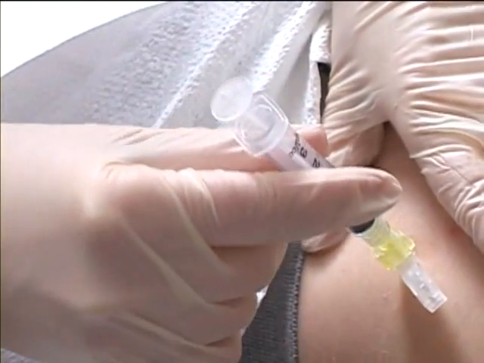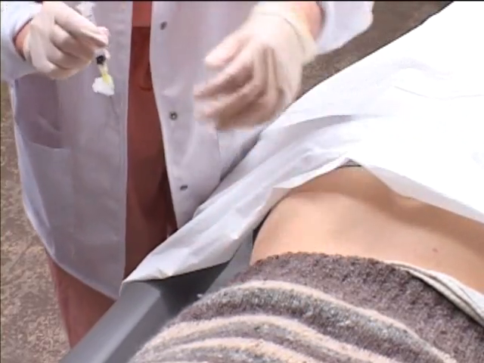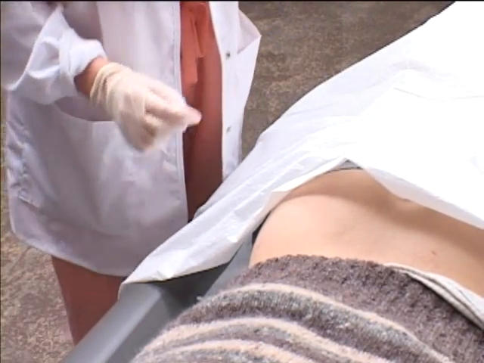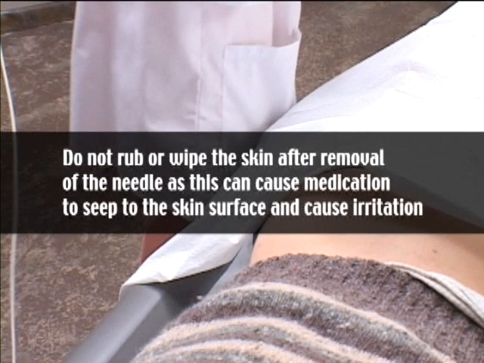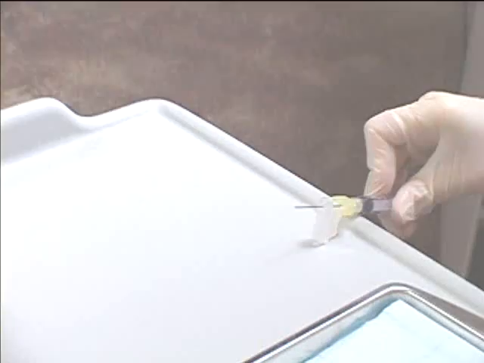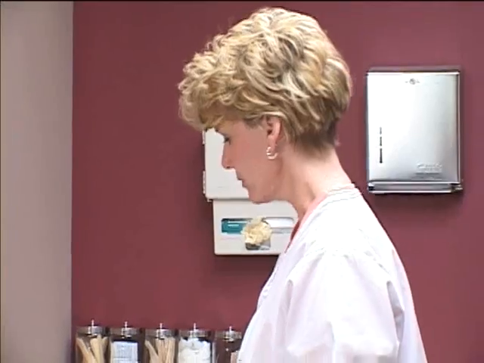While still maintaining traction on the skin with a non-dominant hand, smoothly remove the needle and then release the skin, allowing it to slide over the now interrupted injection track. Do not rub or wipe the skin after removal of the needle, as this can cause medication to seep to the skin surface and cause irritation. Slide the safety sheath over the needle and dispose of it in the appropriate container.